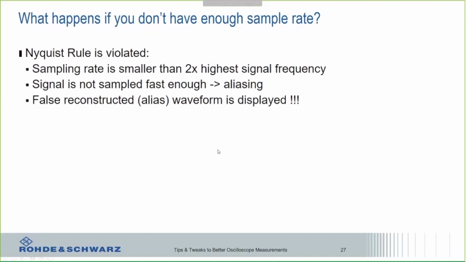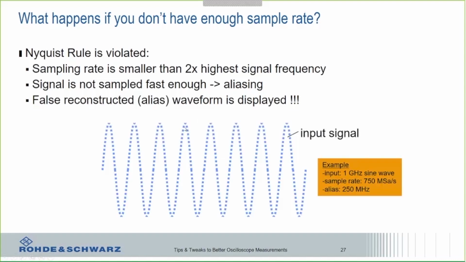What happens if you don't have enough sample rate? So everybody's probably heard of the Nyquist rule. If it's violated, you can end up aliasing your waveform. And the thing that's tough about aliasing is you may not always realize that you're aliasing your waveform. Let me give you an example here. So we've got an input signal. This is a gigahertz sine wave. But in this example, we're only going to be sampling it at 750 megasamples per second. And so as we go through and we sample this, we get sample points on the waveforms.